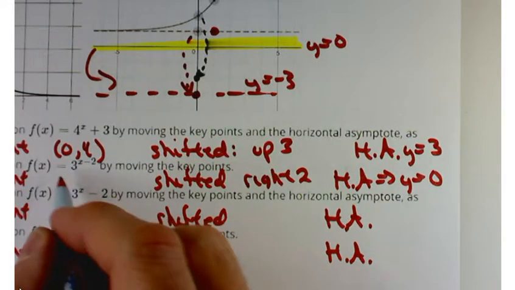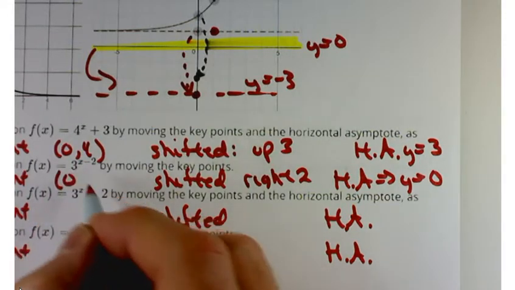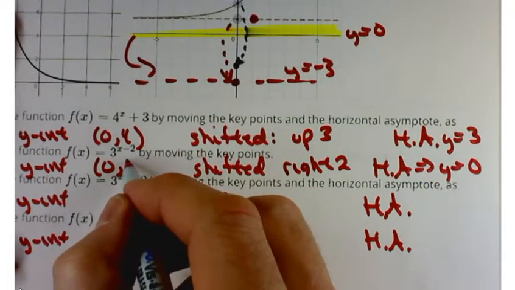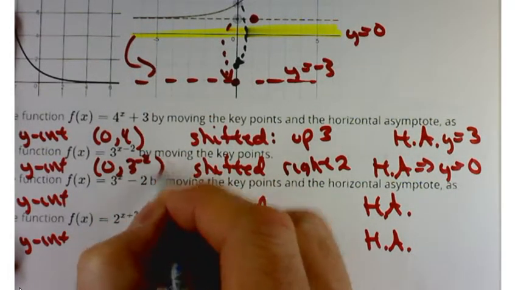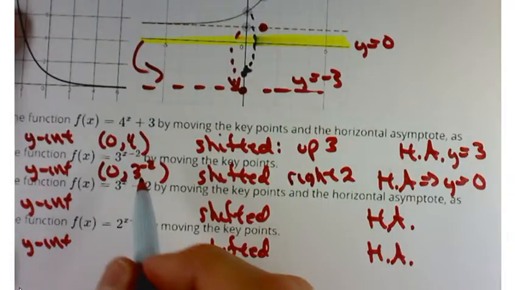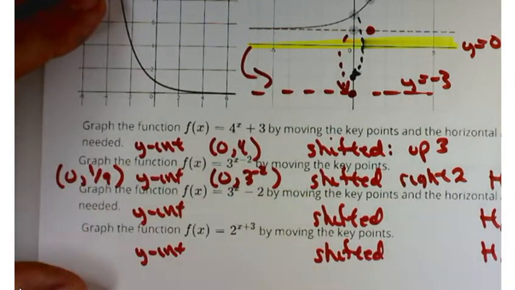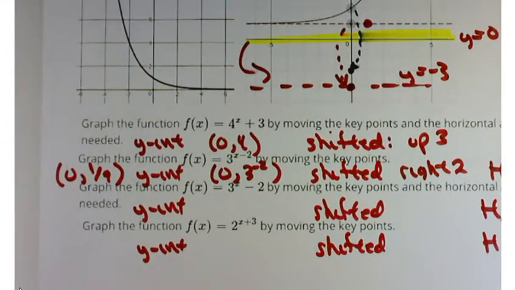As far as the y-intercept is concerned, you're always going to set x equals 0 to get the y-intercept. That gives me 3 to the negative 2 power. But I'm hoping that you write 3 to the negative 2 as what fraction? 1/9. Good. So 0 and 1/9 should be your y-intercept there.